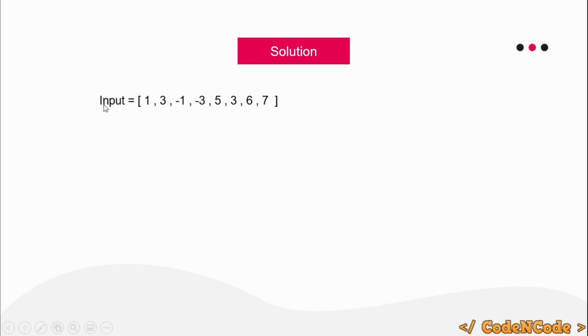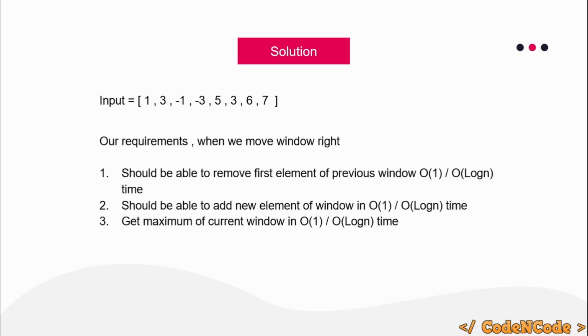So suppose this was your input. We have to perform some operations, so we have 3 different requirements. First, we should be able to remove the first element of the previous window. Because suppose this was my window, when I'm moving towards the right I need to remove the first element of the previous window. So I should be able to do that in either constant time or in log n time.